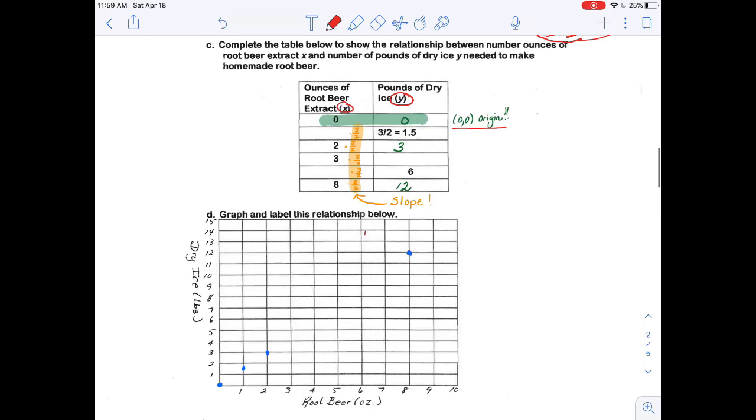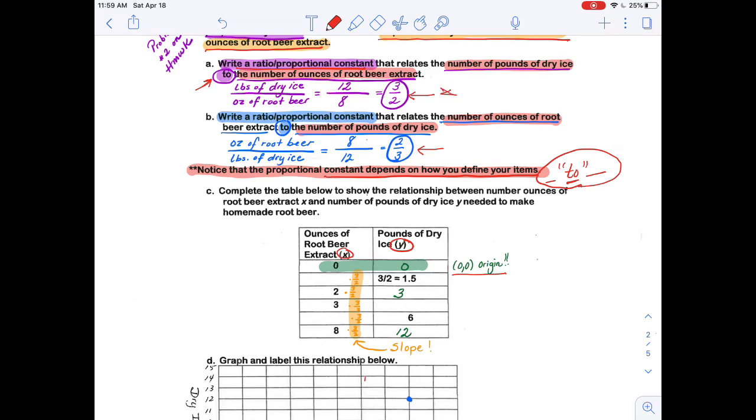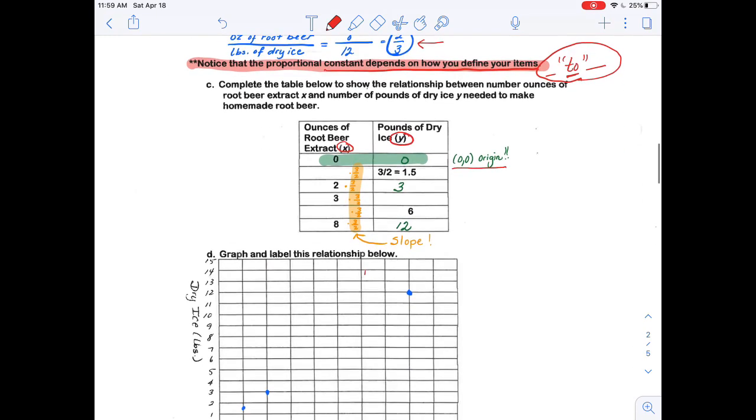Well, the ratio of that y to x we know is 3 over 2, and we got that ratio right up here. So I know that's what my ratio is for 1 ounce of root beer extract. Again, 2 would be 3. 3, well, if you're not quite sure, you just multiply it by that 3 over 2. So that's going to go ahead and give us 4.5. 6, well, do the opposite. I could divide by 3 over 2, and that'll give me 4.